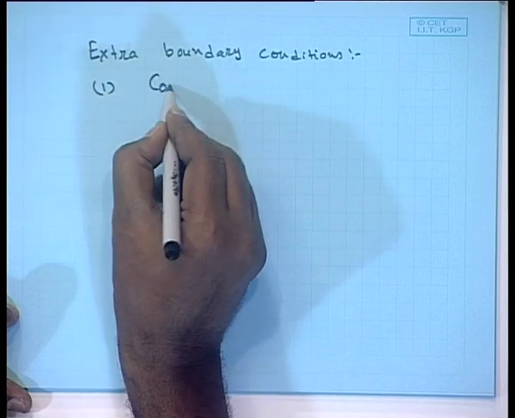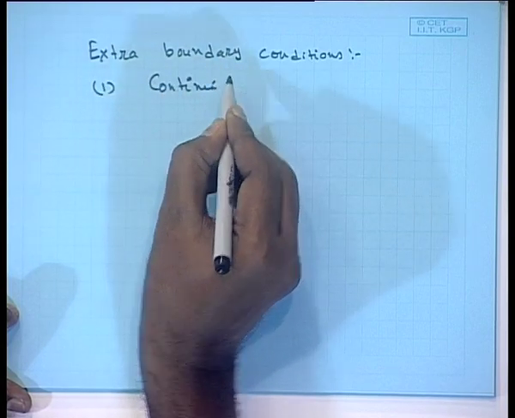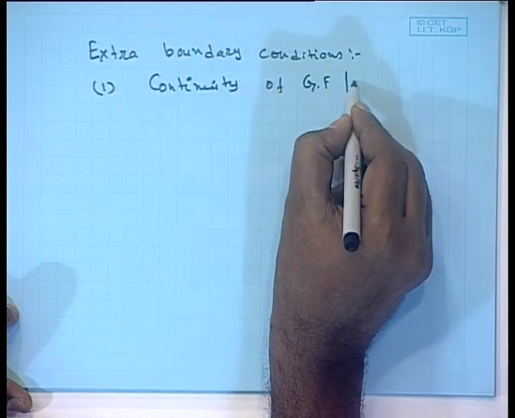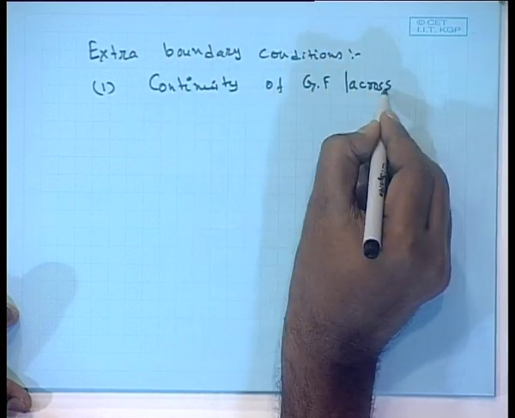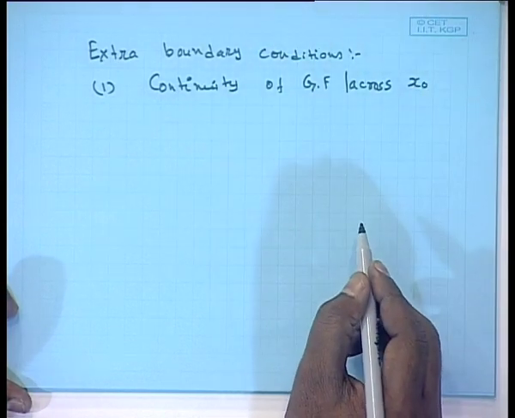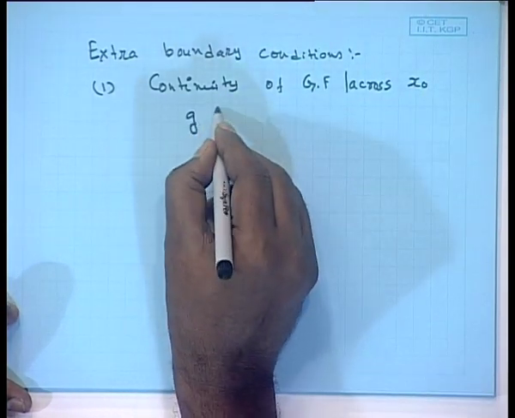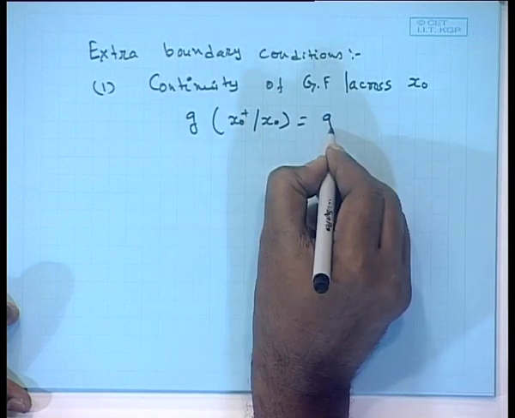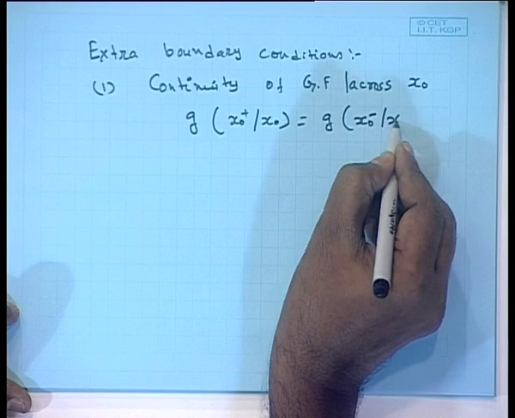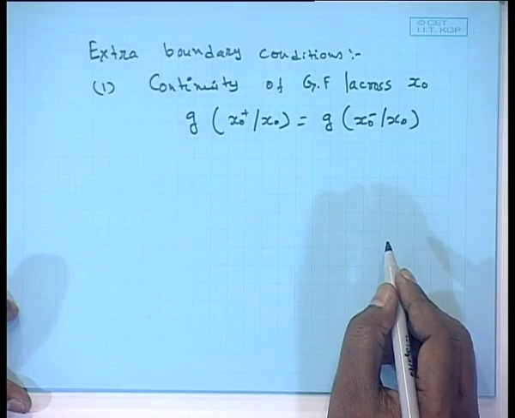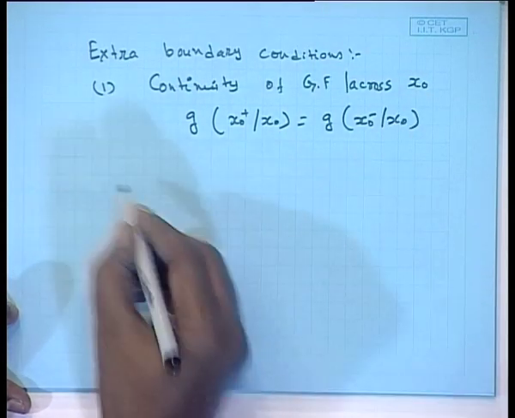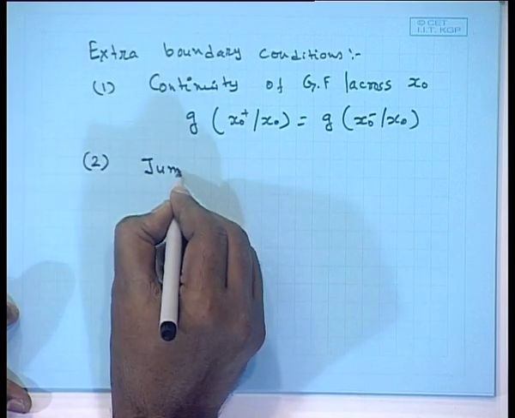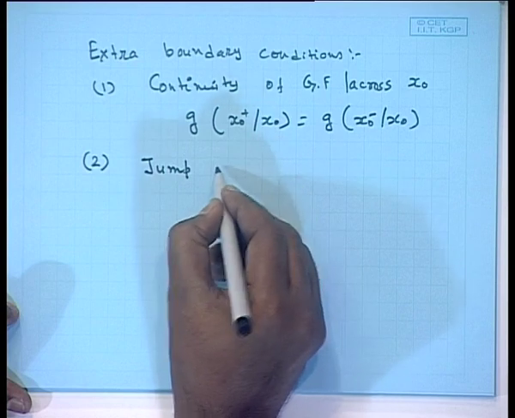First one is obtained as continuity of Green's function across x naught. That means G at x naught plus is equal to nothing but G at x naught minus. That is the continuity of Green's function. The second boundary condition is known as the jump discontinuity condition.